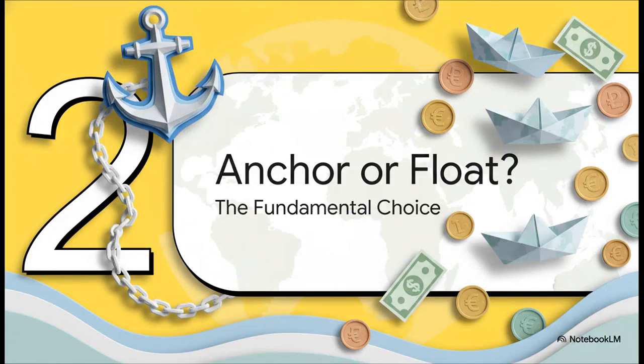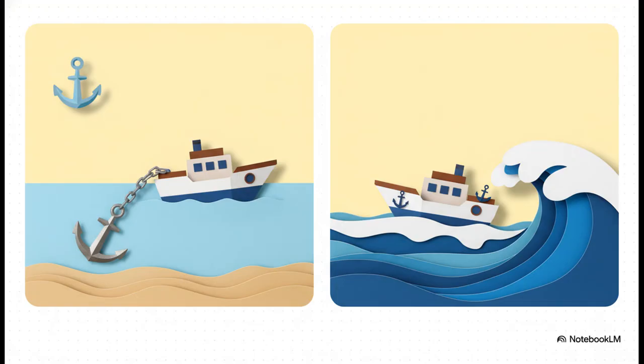And this brings us right back to that one single fundamental choice. How are you going to manage your currency in this big global game? Think of your economy as a giant ship. You basically have two options. Option one, you can drop an anchor. This is a fixed exchange rate, where you tie your currency's value to something stable, like the US dollar. This gives you predictability, which is awesome for trade.